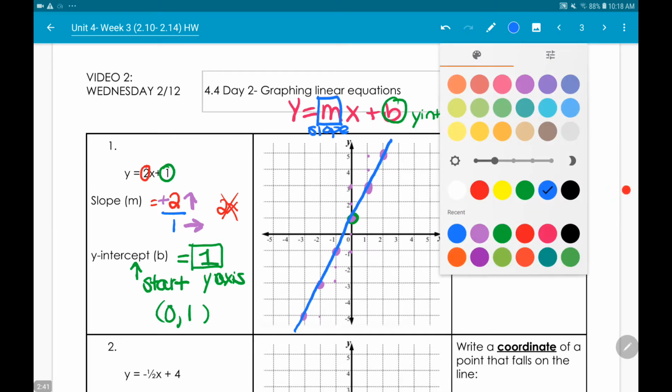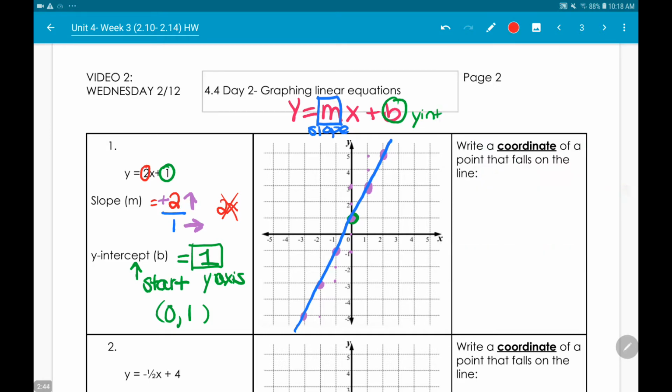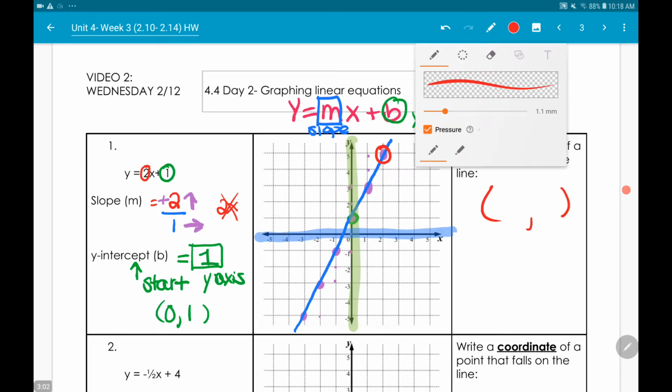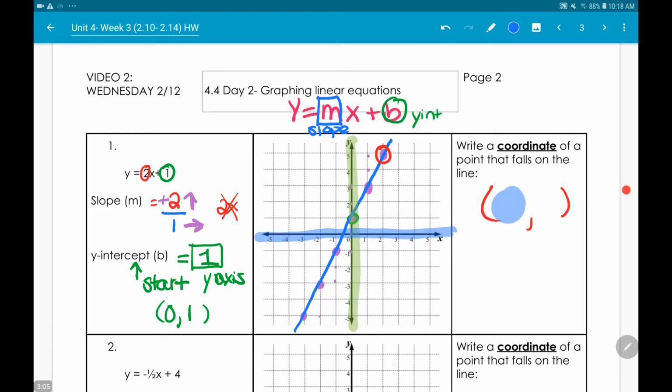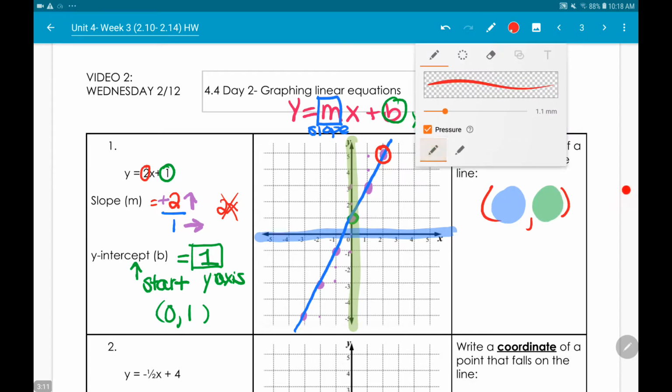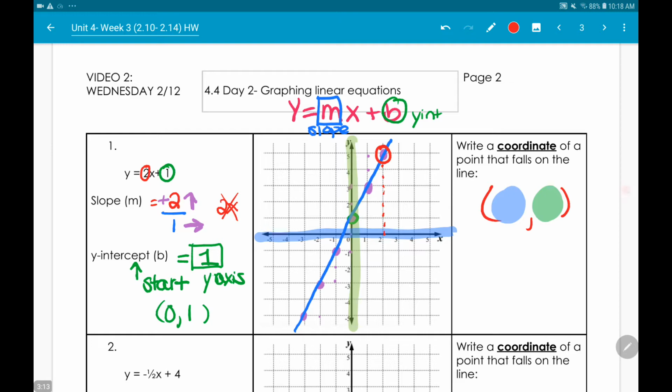Okay? So now we're going to pick a coordinate and we are going to write any coordinate that falls on the line. So I'm going to pick this one. And if we remember from our last video, my x-axis goes first and then my y-axis. So I'm just going to highlight them like we did in the last video. So when I'm writing my coordinate, I need x first, then y. So here I have x first, so my coordinate is 2. And then my y is 5. So my coordinate is 2, 5.